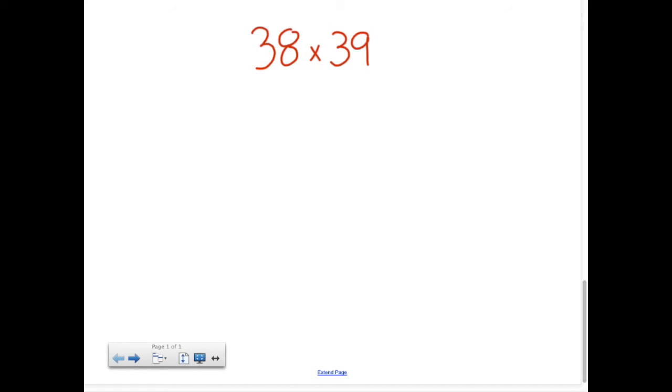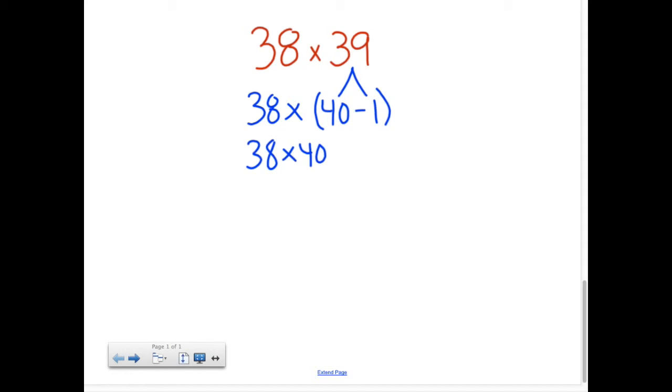I'm going to begin solving this problem by separating 39 into 40 minus 1 and putting it in parentheses. I'll bring down 38 times, and now I see that I can use the distributive property. 38 times 40 minus 38 times 1. I can solve 38 times 1 in my head and get 38. However, 38 times 40 I cannot solve in my head.